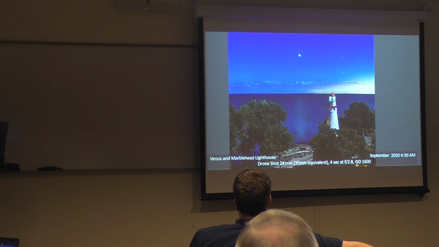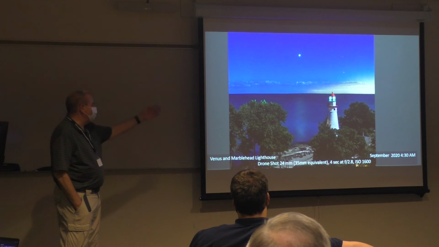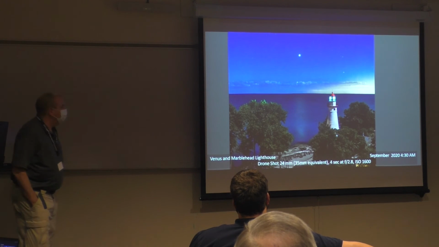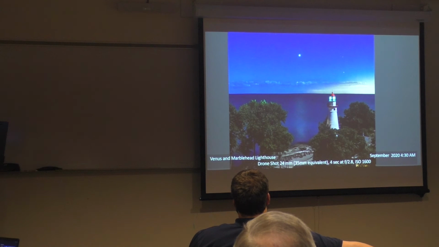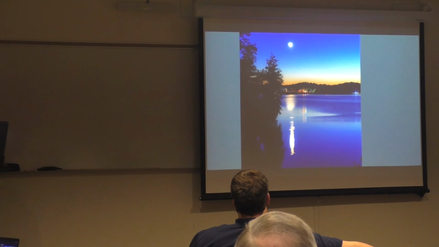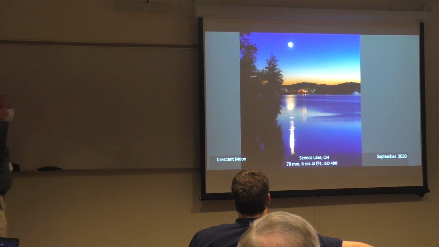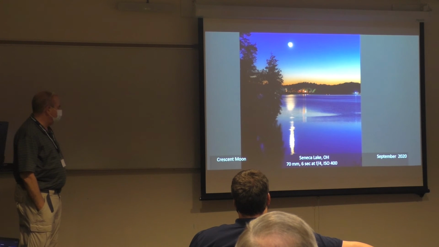And this is shot at 4:30, so there's, well, that's light from Cleveland on the right, over there in the distance, in Lorain, probably. So this is about a year ago. This is just a pretty shot of the crescent moon, Seneca Lake, Ohio.